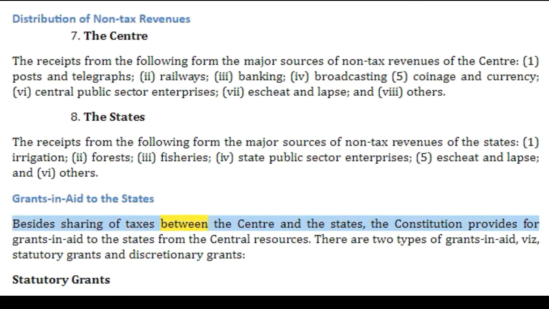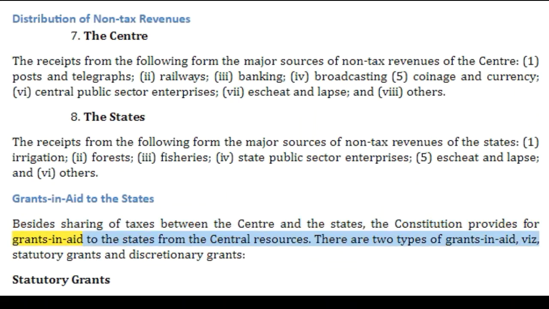Besides sharing of taxes between the center and the states, the Constitution provides for grants in aid to the states from the central resources. There are two types of grants in aid, viz. statutory grants and discretionary grants.